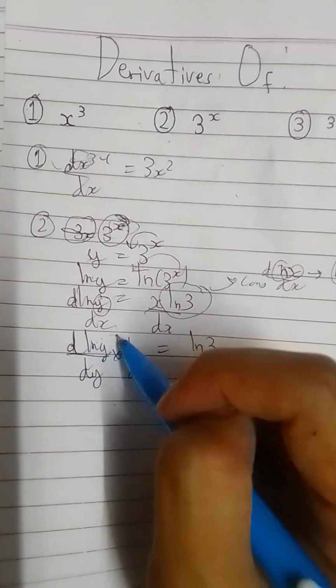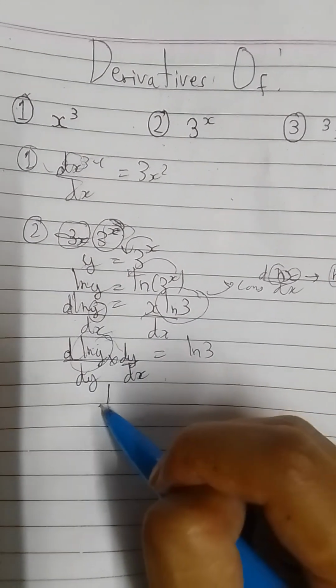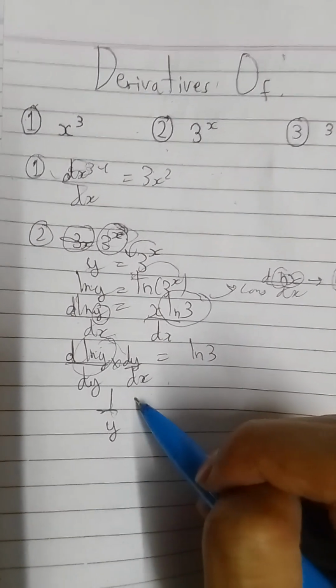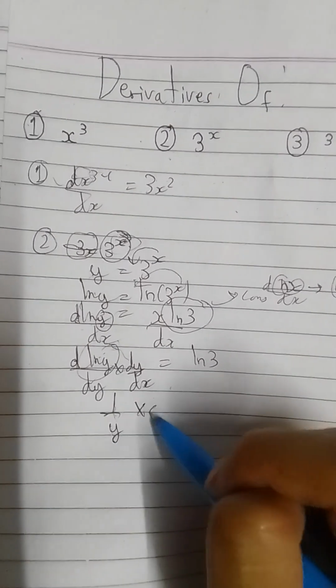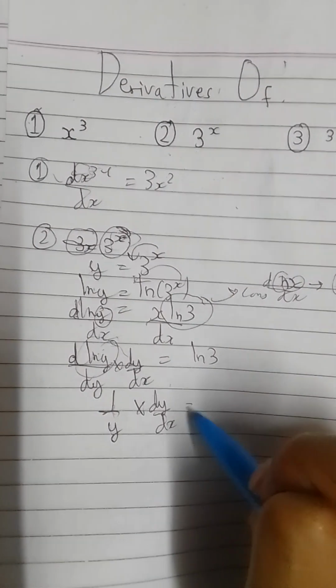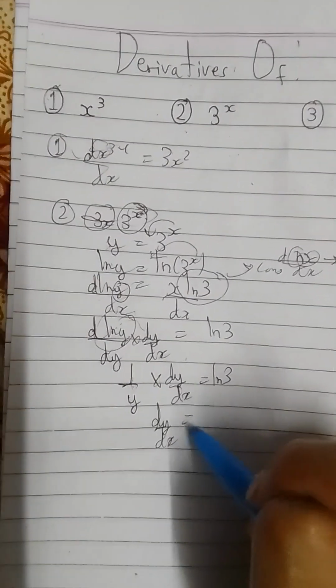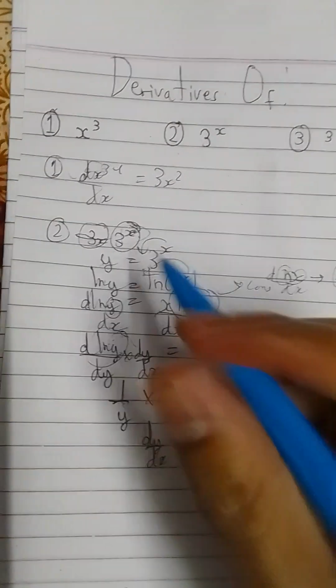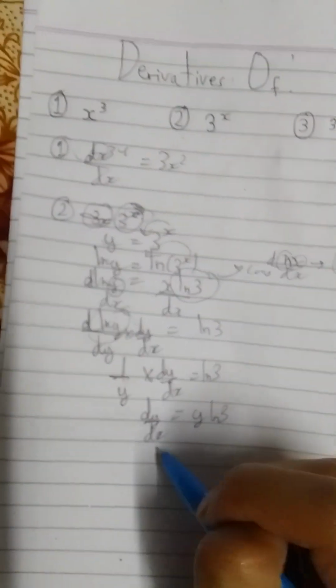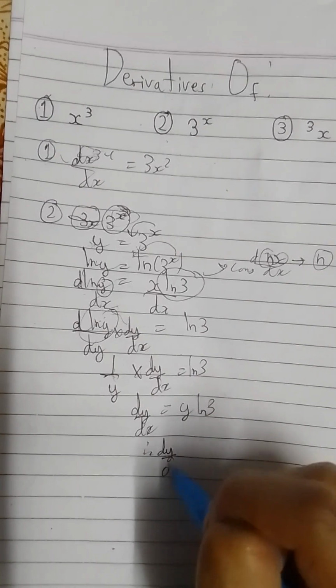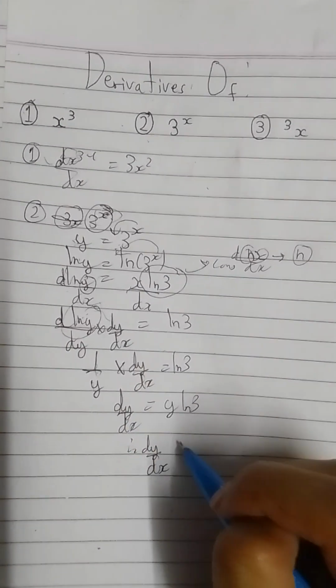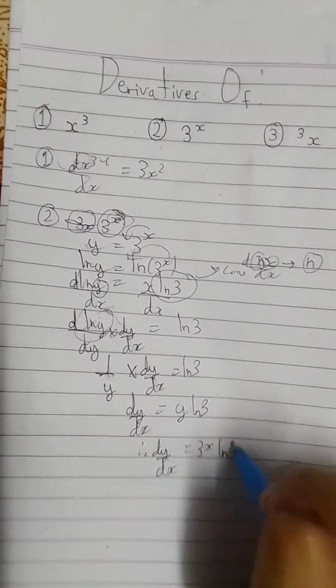Now the derivative of the log of something with respect to its base is 1 by that variable. Now dy/dx equals y ln 3, and we let y equal 3 to the power x. So therefore the derivative of 3 to the power x is 3 to the power x ln 3.